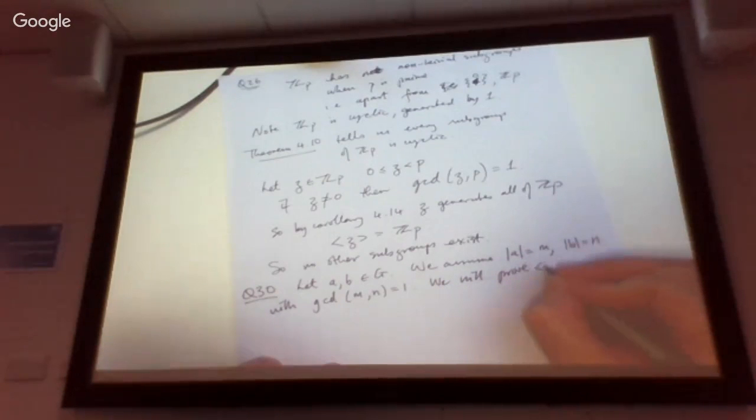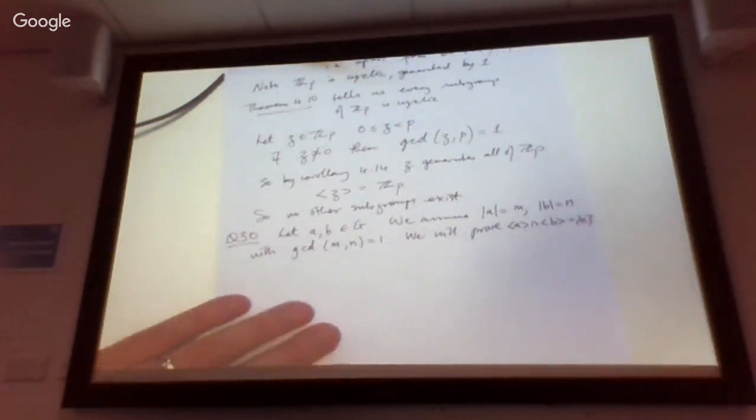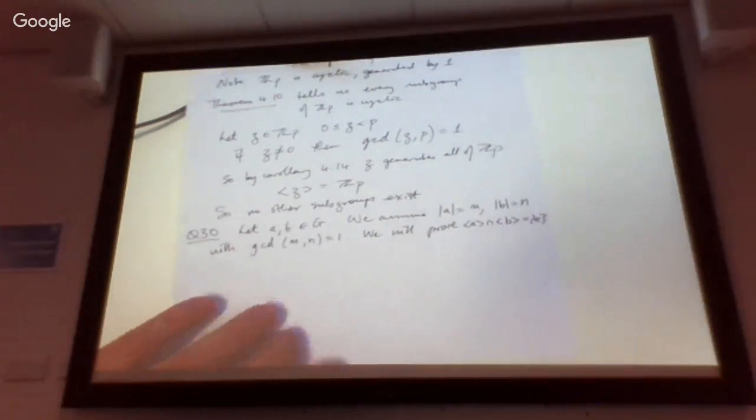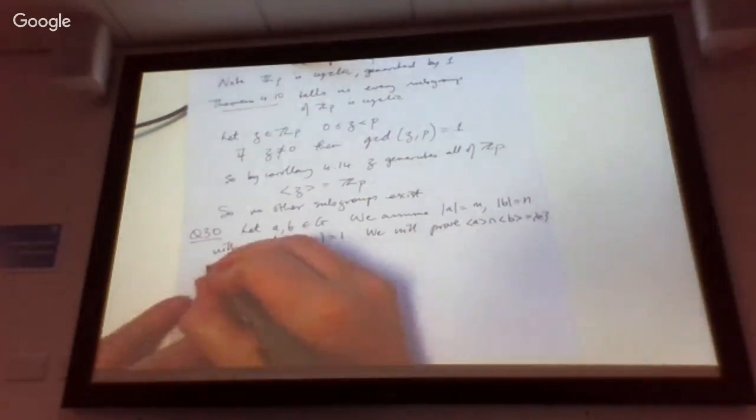Theorem 4.10 tells you, I mean, there are a few different ways to put things together to get the result. Theorem 4.10 tells us every subgroup of Z_P is cyclic as well, because every subgroup of a cyclic group is cyclic, as we proved earlier.